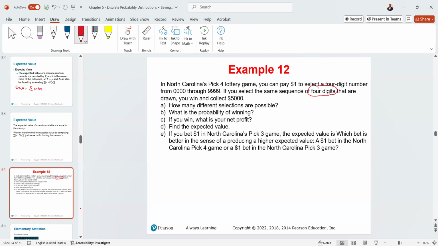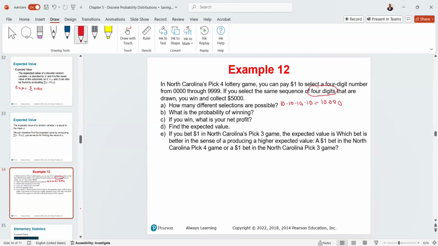Remember, you are choosing a 4-digit number where each digit goes from 0 to 9. So how many possibilities does each digit have? Ten. For the first digit, you have 10 possible, the second 10, the third 10, because you can repeat them. So that gives you 10,000 different possible selections.